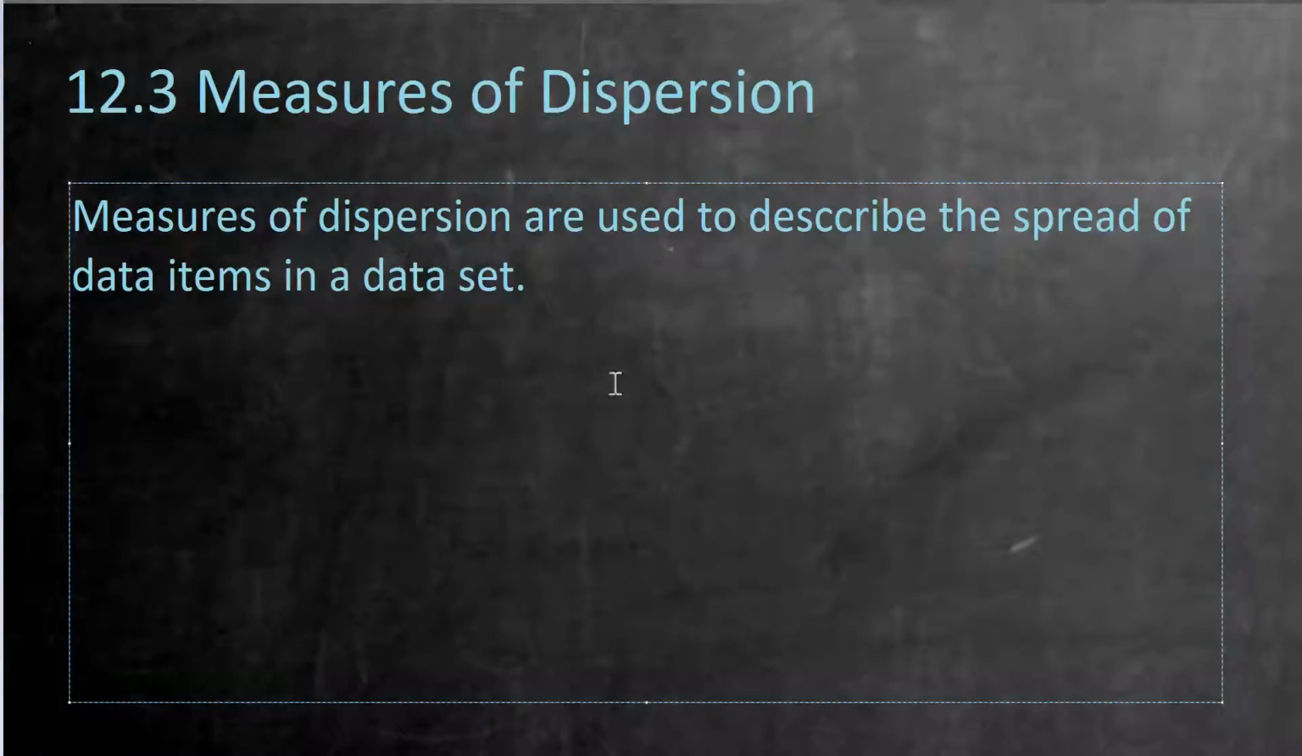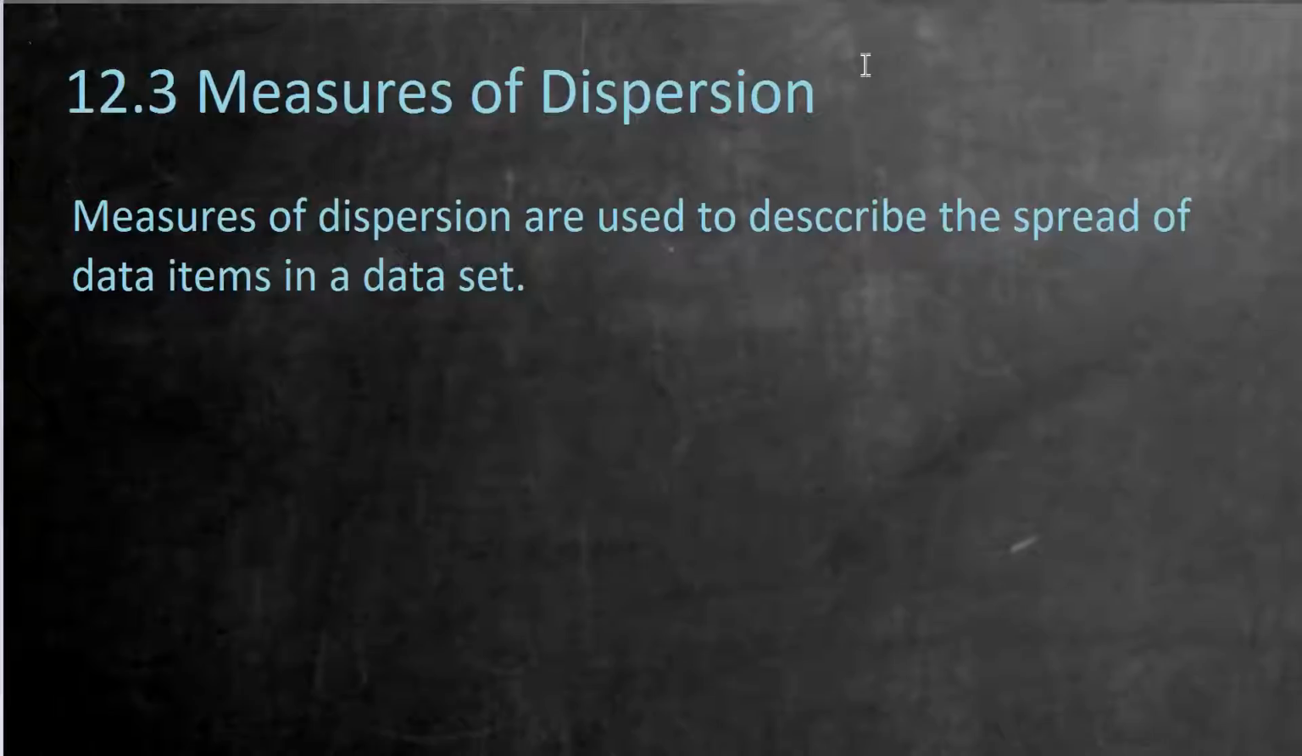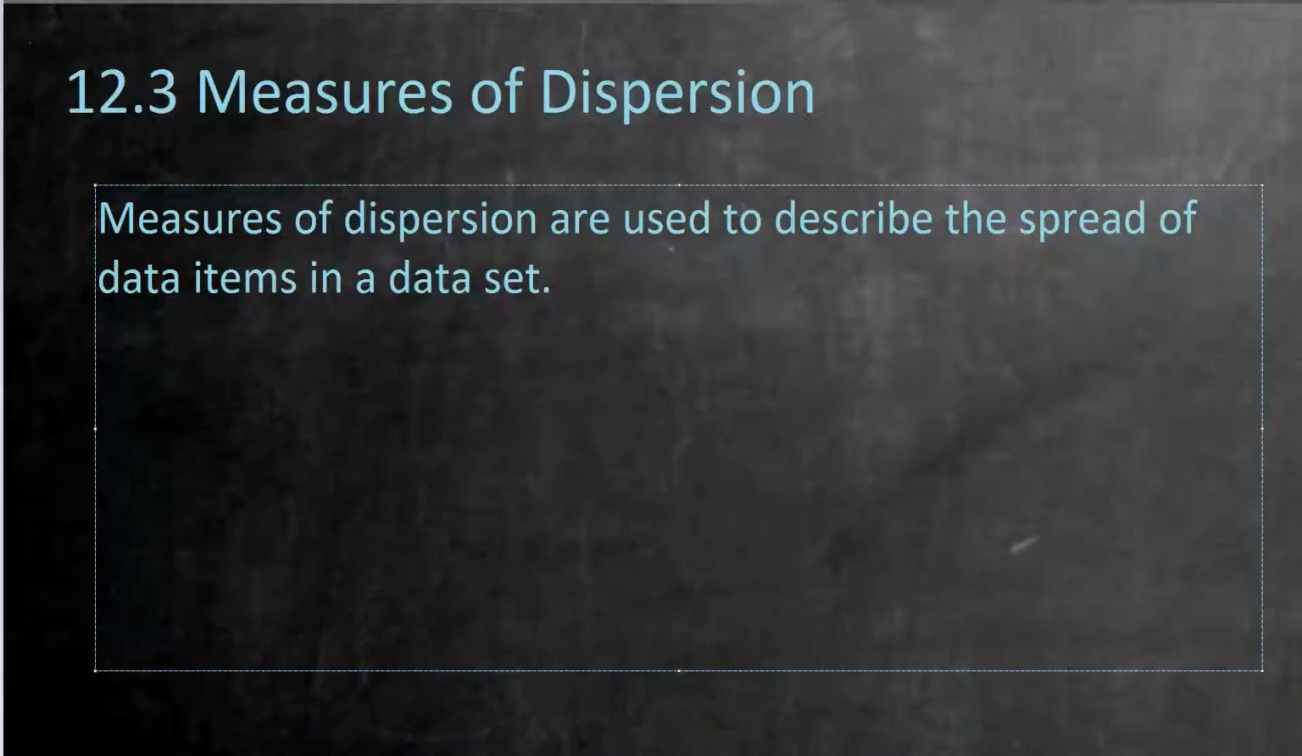In Transition to College Math today, we are going to look at measures of dispersion, 12.3. We're going to take some notes today, and we're going to see how we can use these in our statistics project.